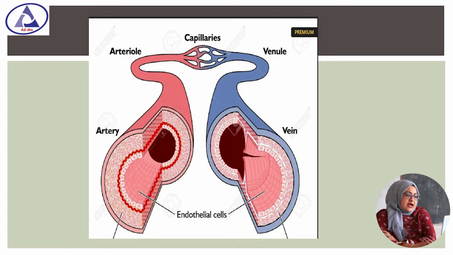As we can see, in the artery the lumen is quite small and the lumen in the vein is large. The muscular wall of the artery is much stronger, so it can withstand a high pressure, whereas in the case of the vein the muscular layer is less, so it can withstand only a very low pressure.